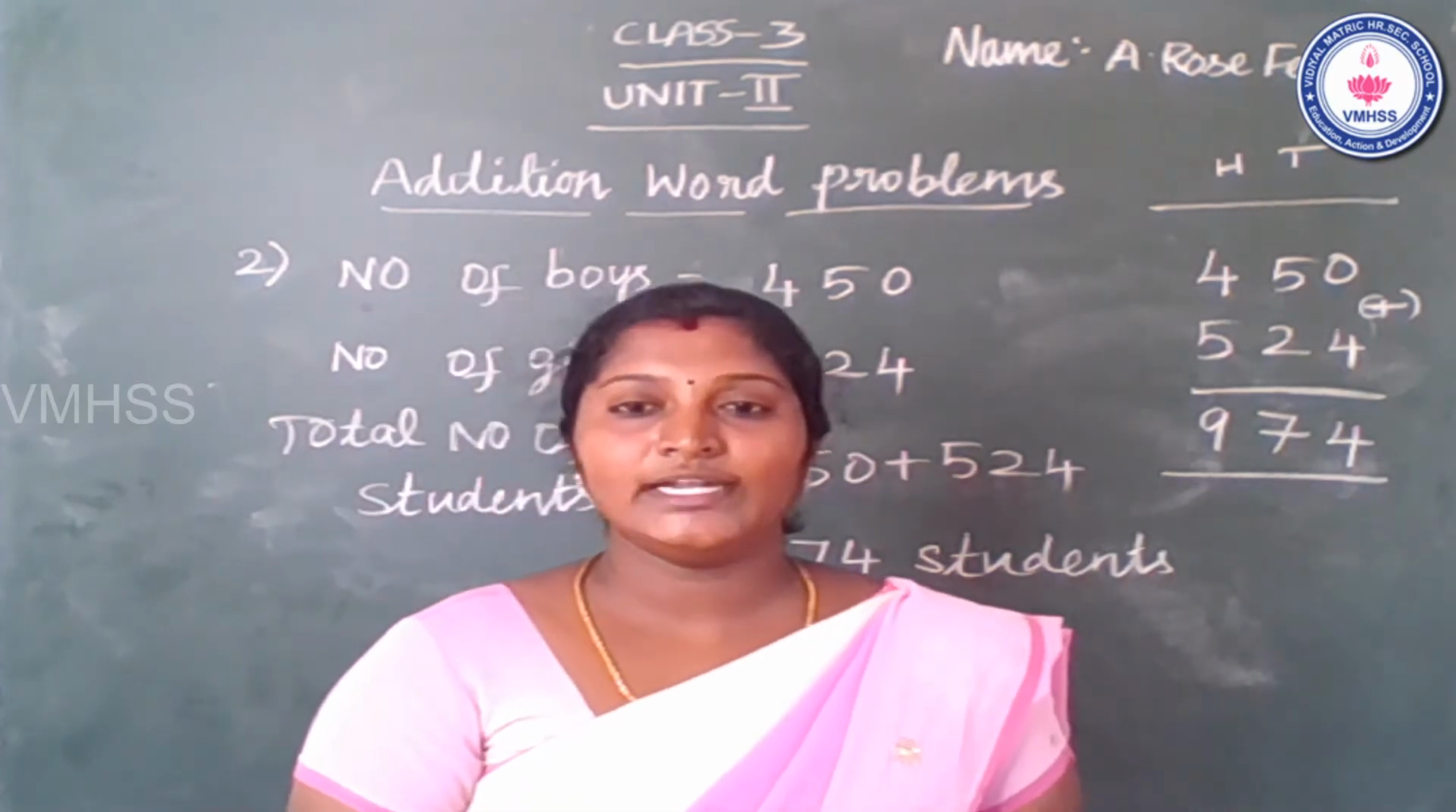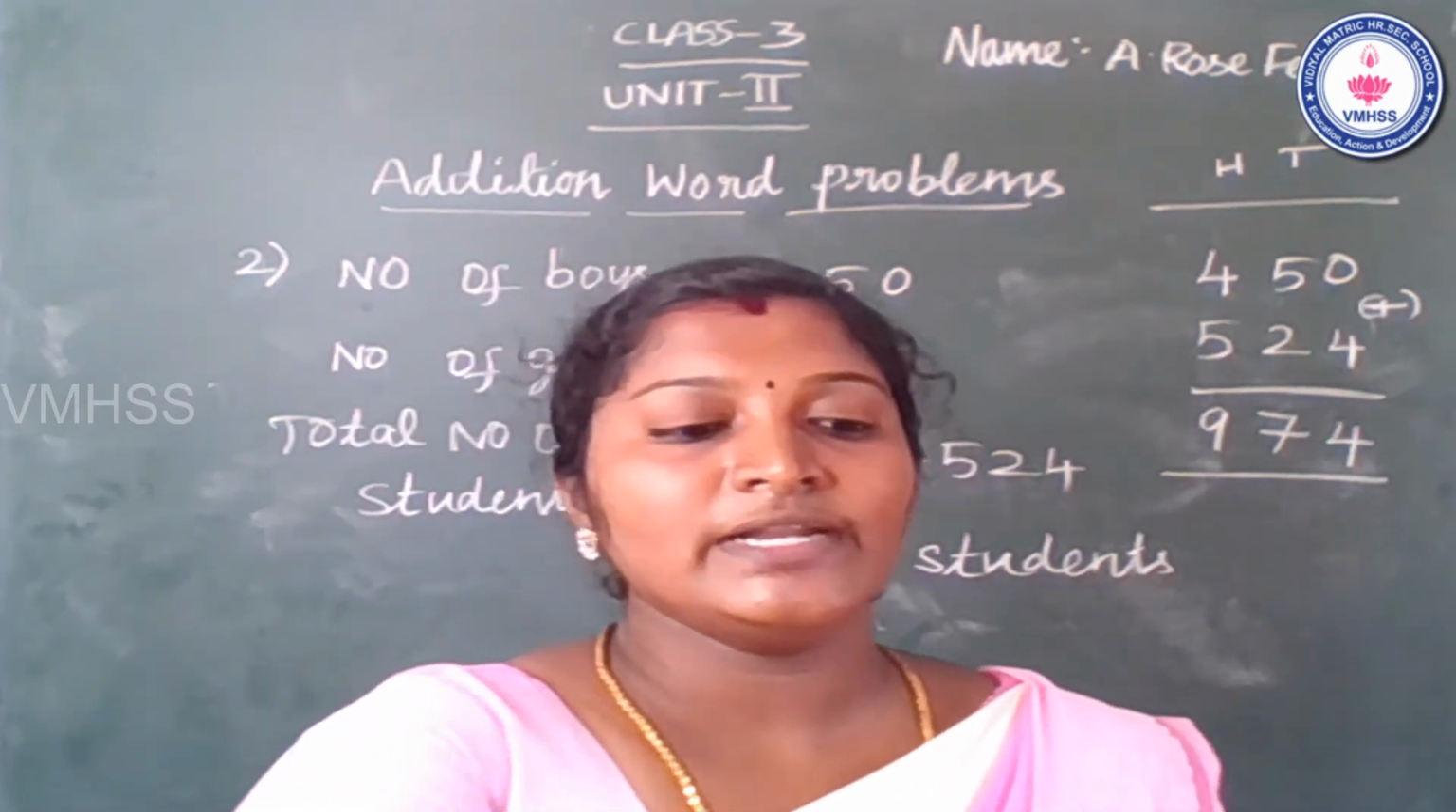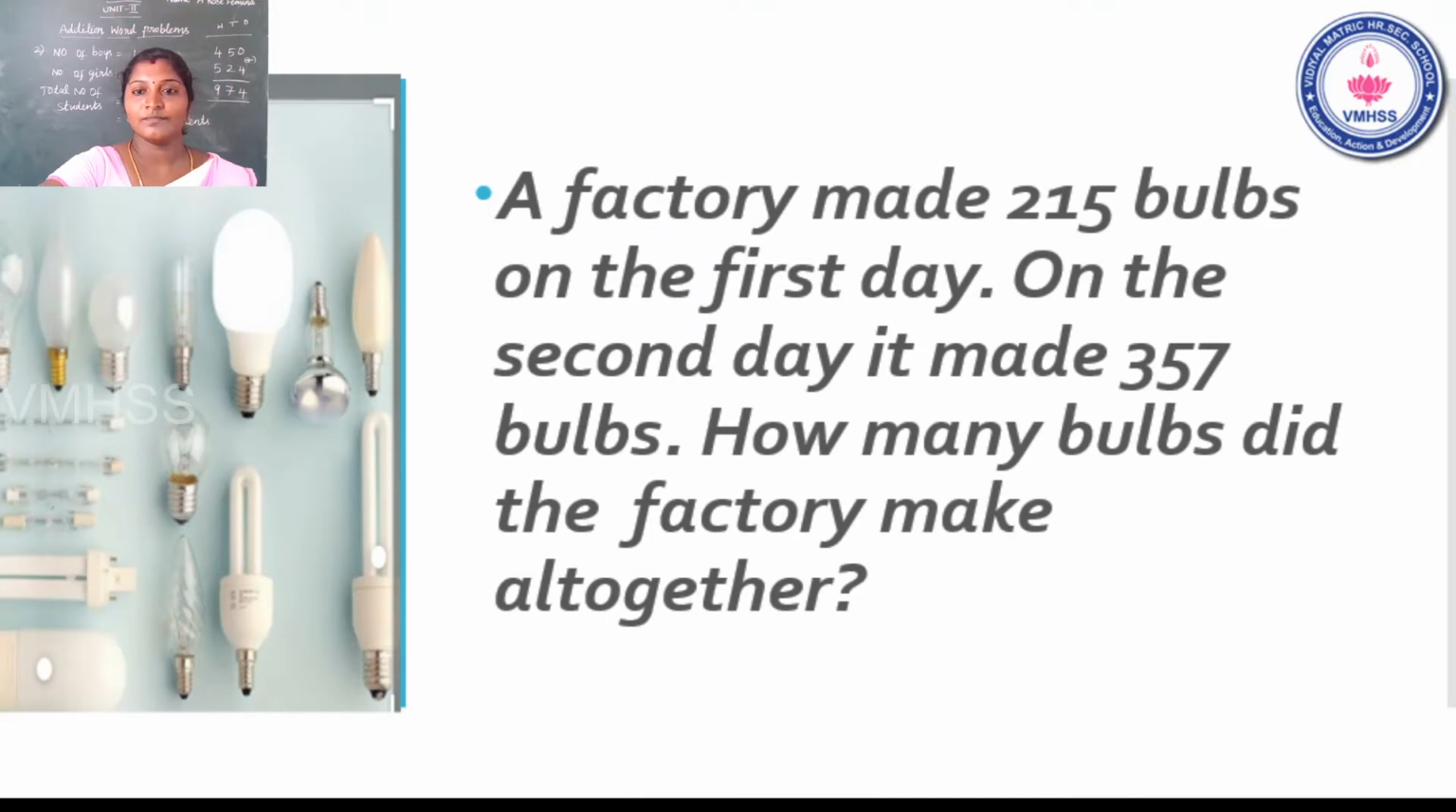Okay students, do you understand this sum? Okay, shall I move to next slide? Okay, a factory made 215 bulbs on the first day. Okay, so on the second day it made 357 bulbs. So how many bulbs did the factory make altogether? Okay, so what is the keyword of this question? Students, you identify? Very good, super. Altogether, super. So students, please see the board.